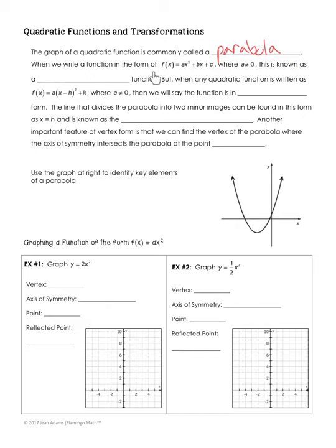When we write a function in the form of f of x, which is y, equals ax squared plus bx plus c, this is known as standard form, where a cannot be 0. This is known as a quadratic function.